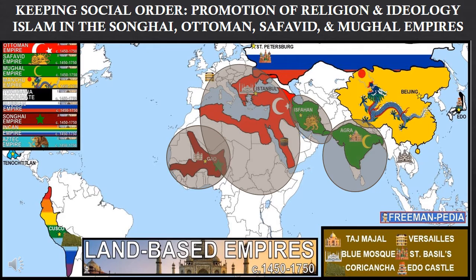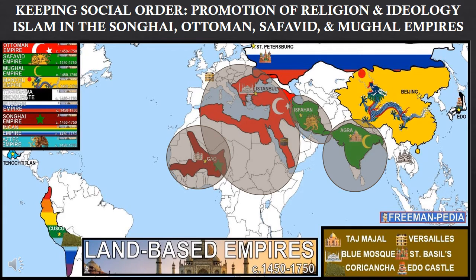The best examples of empires who sponsored a religion that legitimized the leader's rule and extended protections and privileges to worshippers were the Islamic-based empires of the early modern period. In West Africa, the Songhai Empire. In the Middle East, Southeast Europe, and North Africa, the Ottoman Empire. In Central Asia, the Safavid Empire, and in South Asia, the Mughal Empire, all sponsored Islam as their state-sponsored faith.